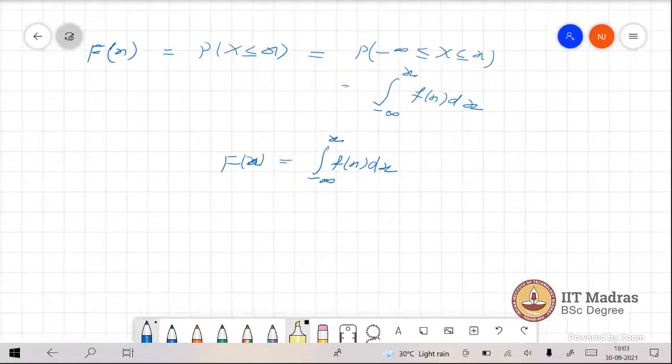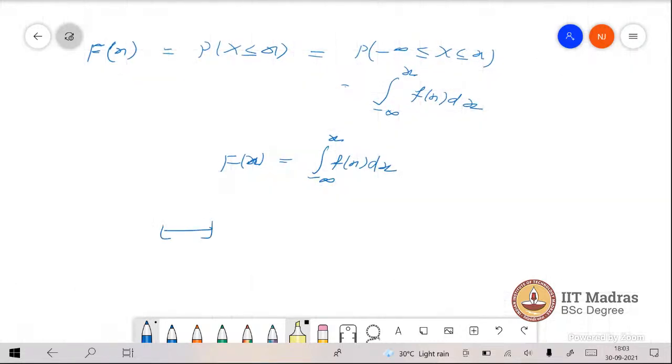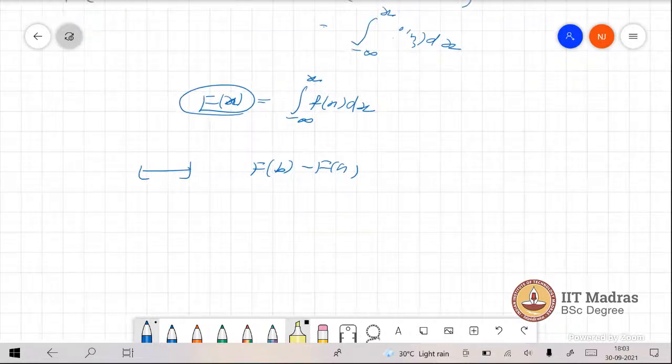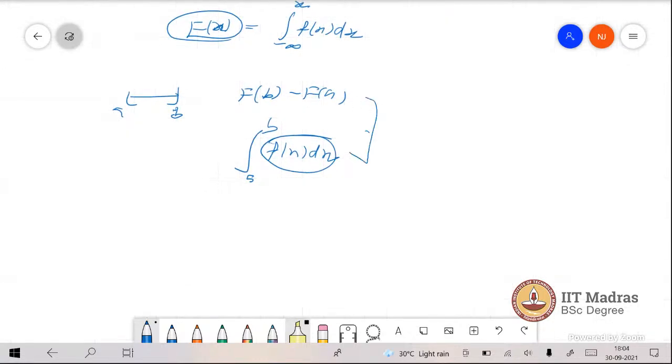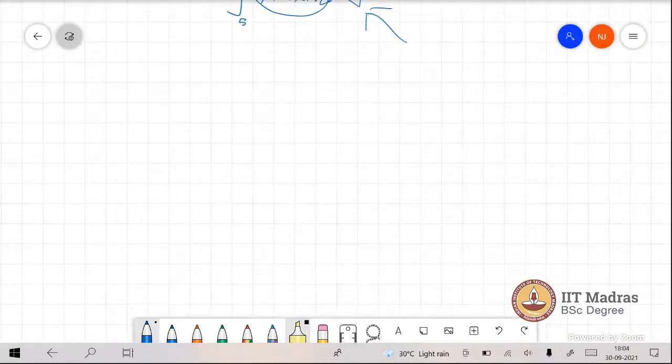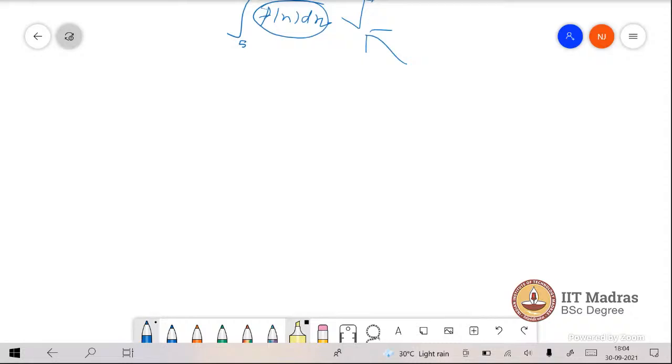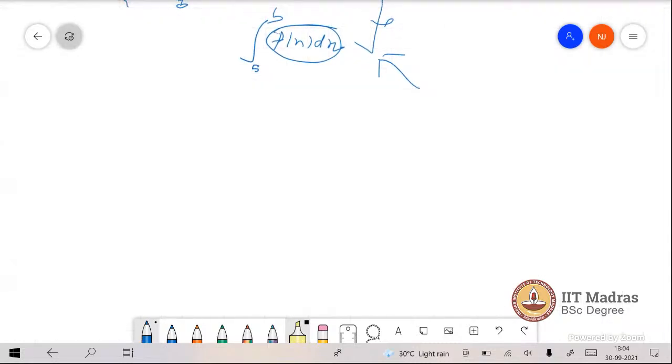So for finding probabilities inside an interval, if the CDF is given, just take the upper point minus the lower point. If the PDF is given, just integrate the PDF curve inside that interval a to b. So these are the two methods for finding probabilities inside an interval, if the CDF is given and if the PDF is given to you.